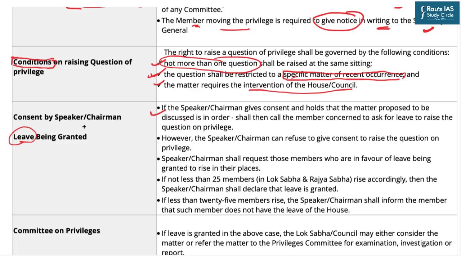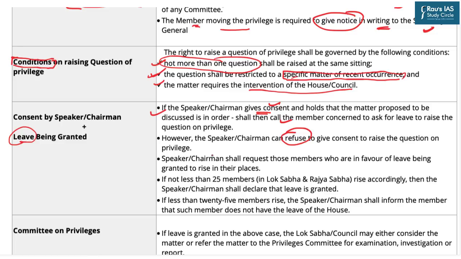And for granting the permission, which we call leave, these points are important. If the Speaker or Chairman gives the consent and holds that the matter proposed to be discussed is in order, they shall then call the member concerned to ask for the leave to raise the question. However, the Speaker or the Chairman can also refuse to give the consent. That means the power to give or deny the consent to the leave depends on the Speaker or the Chairman. And a specific process is also followed for this.